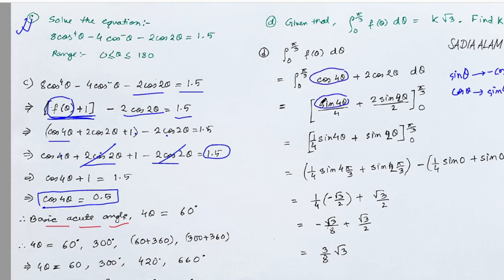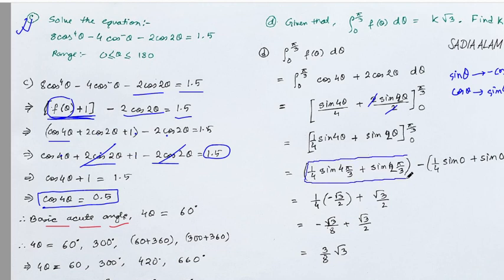Cos 4 theta will give us sine 4 theta. But we have a coefficient of 4, so you need to divide this whole thing by 4. 2 cos 2 theta will be 2 sine 2 theta, but then again we have a coefficient of 2, so you need to divide this whole thing by 2. And these are the limits. So if I simplify this whole thing, it's 1 by 4 sine 4 theta, and if you cancel this, you have only sine 2 theta.